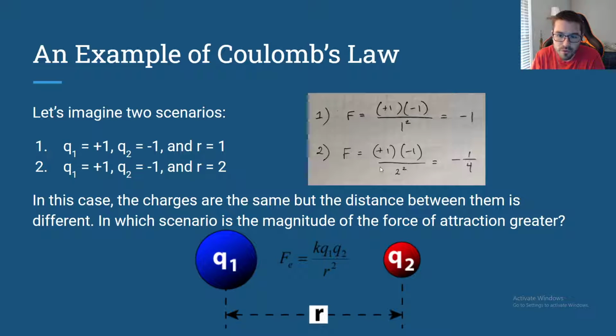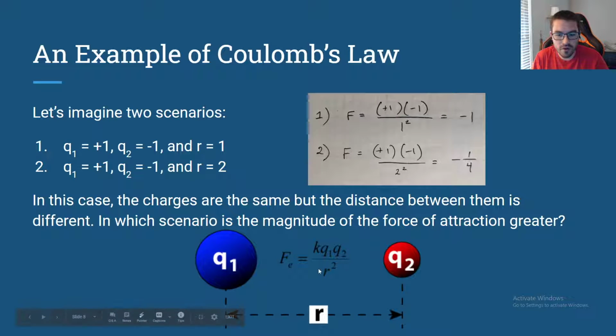In scenario 2, my distance has doubled, and I have to square it. So I get plus 1 times -1 divided by 4. So the magnitude of attraction here is 1/4 of what it is in scenario 1. So here, scenario 1 wins. These particles are closer to one another, therefore the force of attraction that they feel is greater than if they were farther apart. That's how it works.